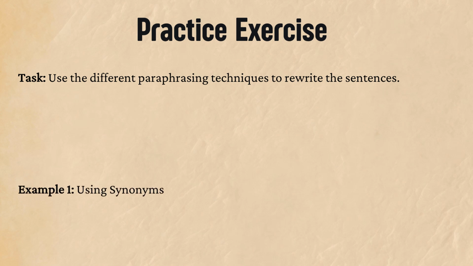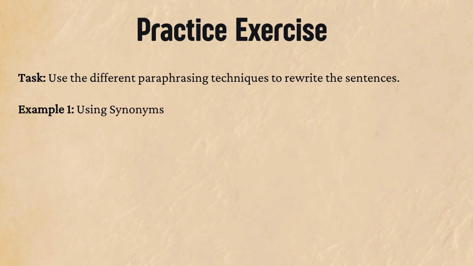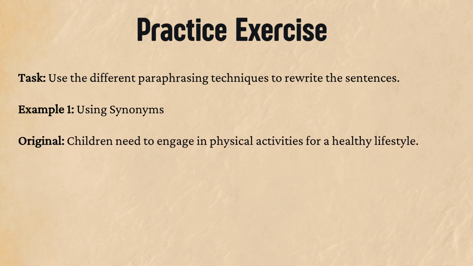Let's start. Here is the first task for you. You need to rewrite the sentence which I'm going to give you here by using synonyms. That means you cannot change the structure, do not change the voice, the grammar form, do not make any other changes. Just change the difficult words with their synonyms. Your original text is: children need to engage in physical activities for a healthy lifestyle. Pause the video here. Try to rewrite this sentence using synonyms.